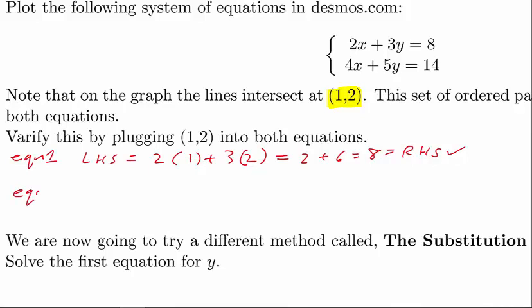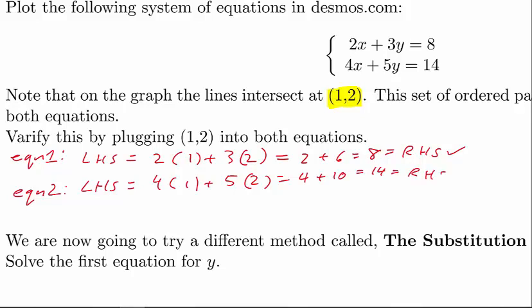Now let's look at equation 2. So we start off with the left-hand side equals 4 times 1 plus 5 times 2, and that equals 4 plus 10, which is 14, and the same as the right-hand side. So it is therefore a solution to both equation 1 and equation 2.